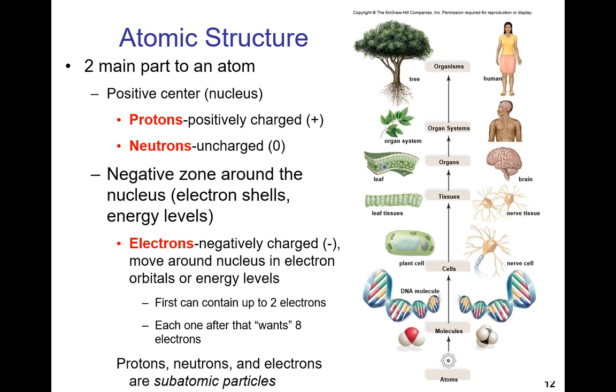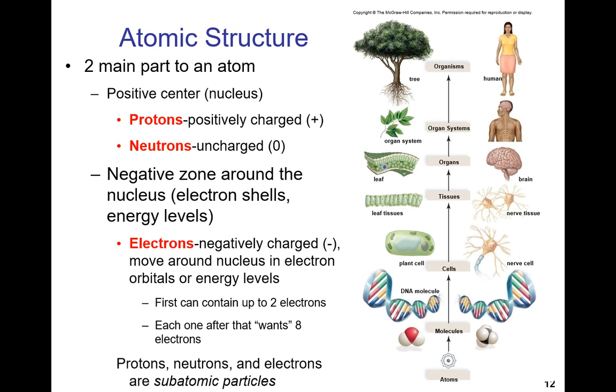If we're looking at what atoms themselves are made of, there are 2 major parts to an atom. There's a positive center or nucleus, and within that nucleus we find protons and neutrons. Protons have a positive charge. Neutrons are neutral or uncharged. The second part of an atom is this negative zone, or electron cloud, electron shell, or energy level. There are several different names for this other zone around the nucleus. The only subatomic particle that we're concerned about in this negative zone are electrons, which are negatively charged.